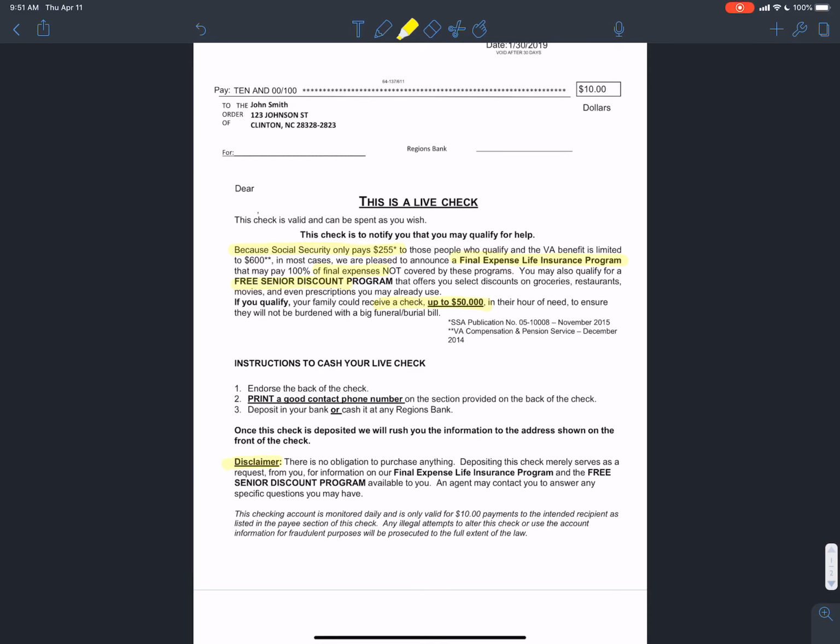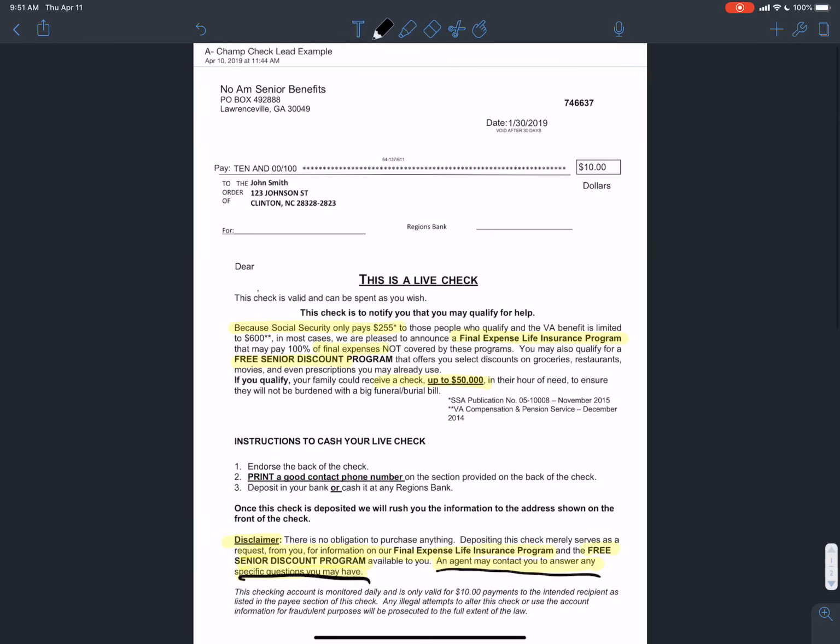Depositing checks merely serves as a request from you for information from a final expense life insurance program and a free senior discount card. An agent may contact you to answer any specific questions you may have. Okay, so they take the check, they cash the check. Once they cash the check, our bank is notified. We get a copy of the front part of the check and the back part of the check that they signed. Once we get a copy of that check, we send it to your email via a PDF. You print it off and you go to their house.